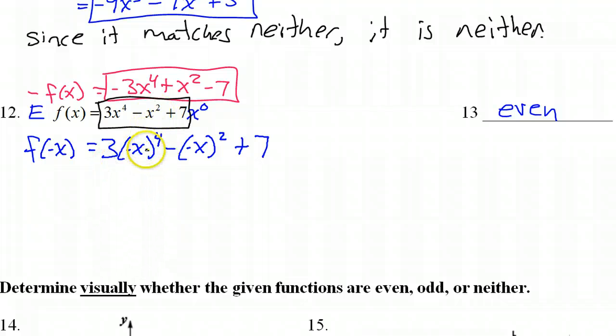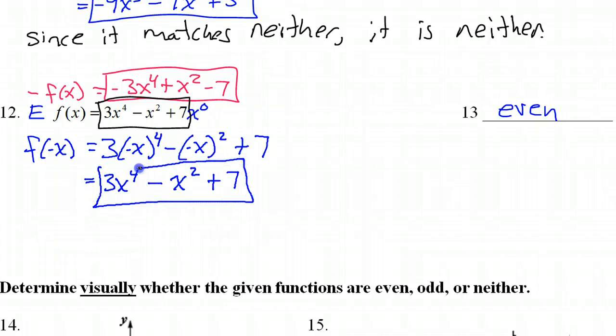Okay, when I have an even power, the negative becomes positive. So basically the negative goes away. So if this negative goes away, then I just have 3x to the fourth power minus another even power. So this negative goes away. So that'll be x squared. And then the plus 7 just comes down. So this is what I get when I plug in the opposite of x.